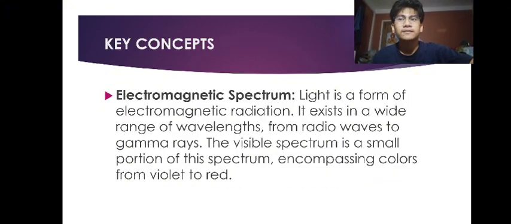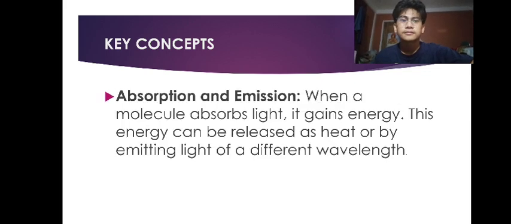In this lesson, we have key concepts. One is the electromagnetic spectrum, where light is a form of electromagnetic radiation. It exists in a wide range of wavelengths, from radio waves to gamma rays. The visible spectrum is a small portion of the spectrum encompassing colors from violet to red. Next one is the absorption and emission. When a molecule absorbs light, it gains energy. This energy can be released as heat or by emitting light of a different wavelength.